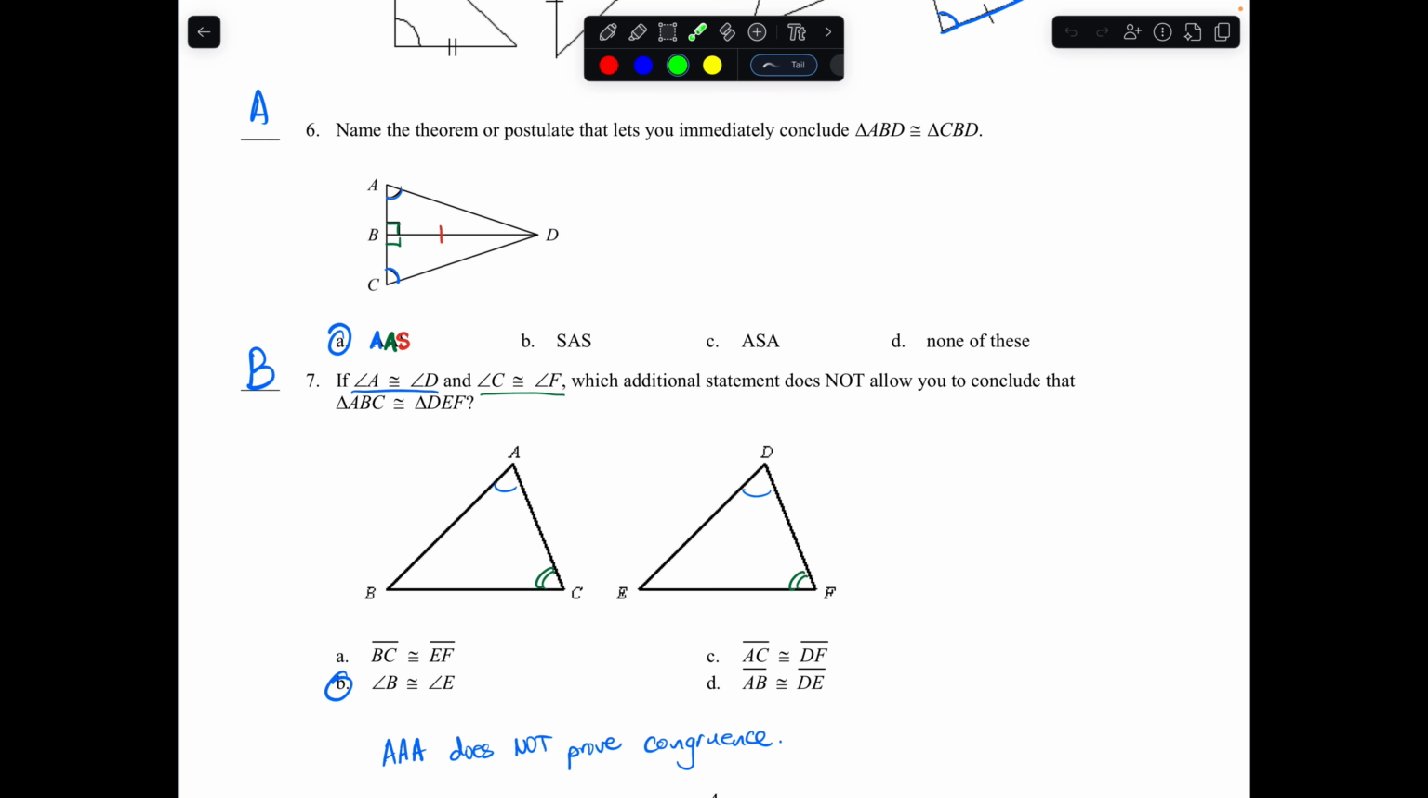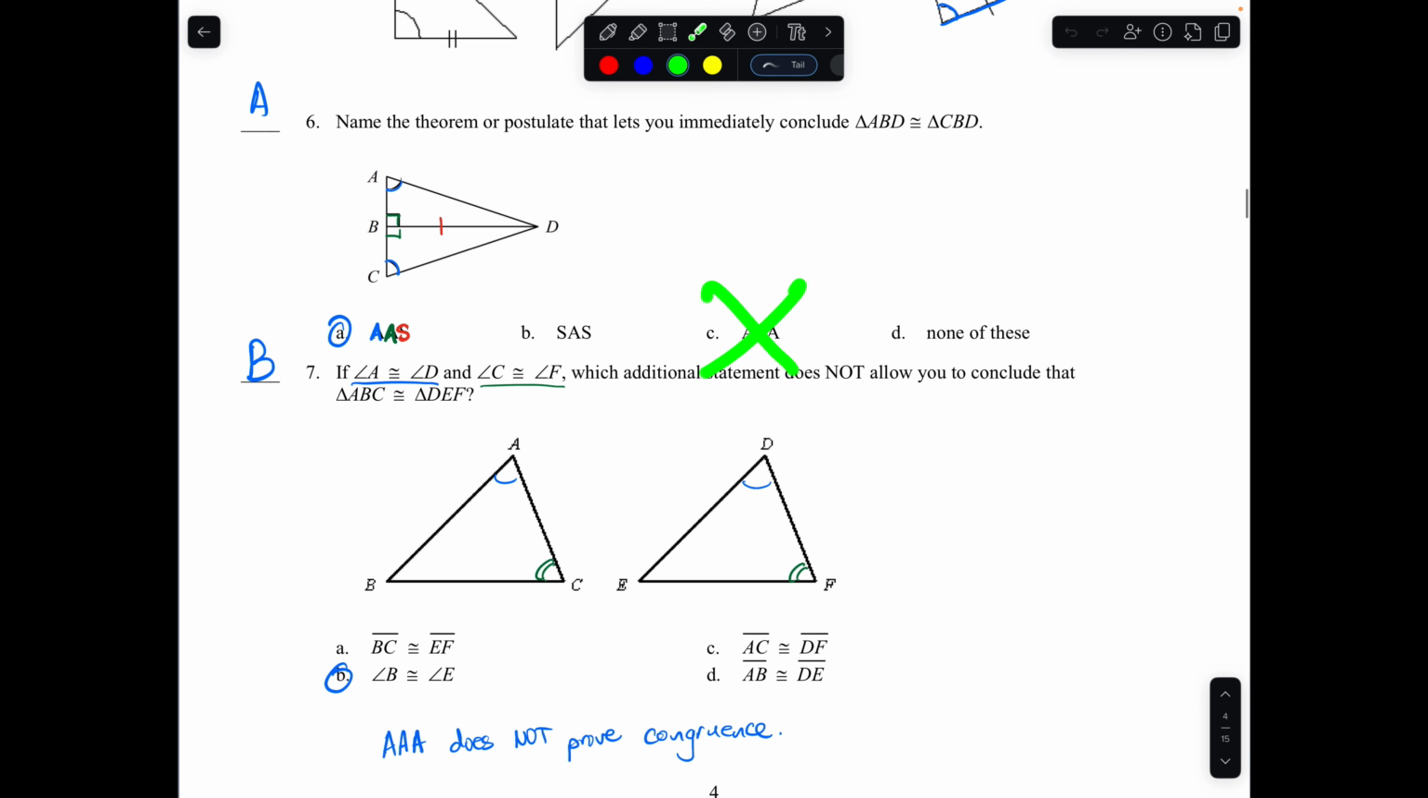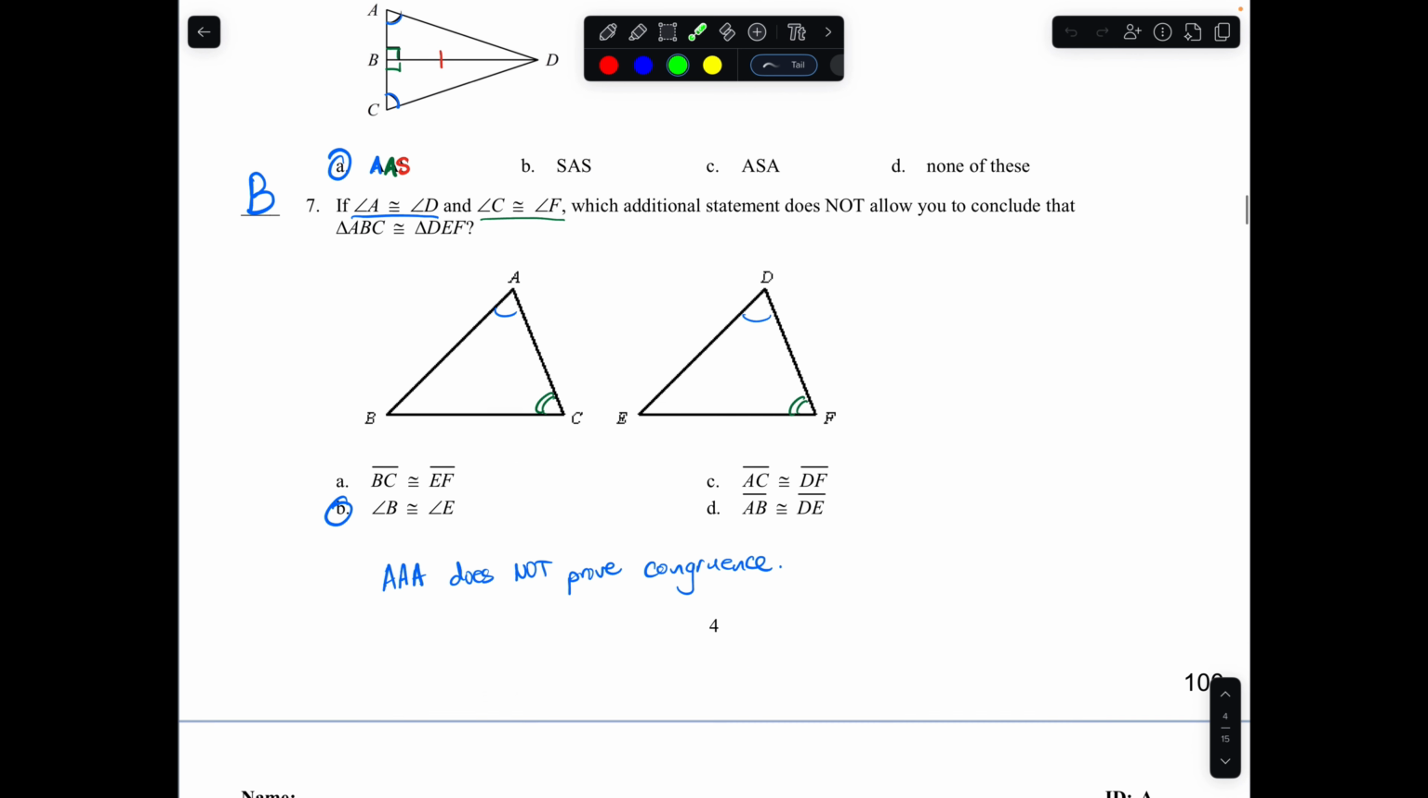And in that case, we have two angles and the side that's not connecting them. So angle, angle, side, not angle, side, angle. And definitely not side, angle, side, because we only have one side on each triangle.